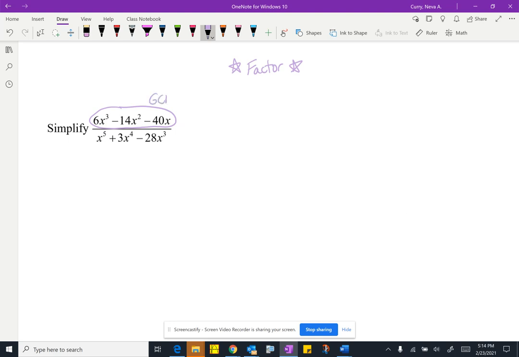So the GCF looks like each term is divisible by a 2, and also each term is divisible by an x. So I can change this into 2x comes out of every term. 6x cubed divided by 2x would leave me with 3x squared, and if I multiply those together, I get back to 6x cubed. Negative 14x squared divided by 2x would leave us with a negative 7x, and a negative 40x divided by 2x would leave us with a negative 20.